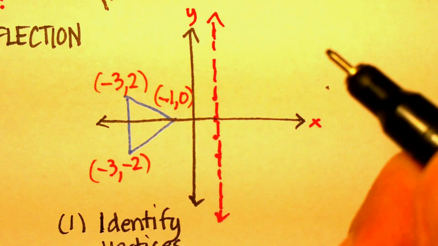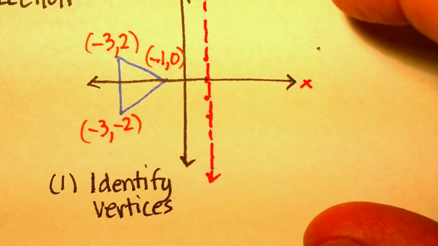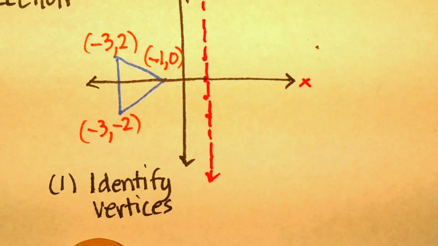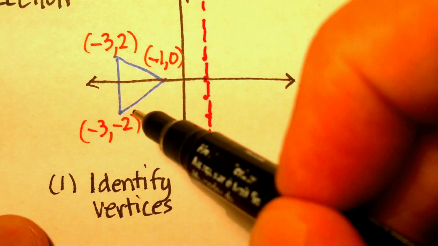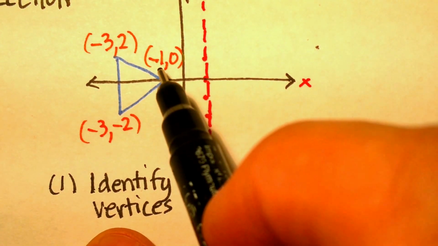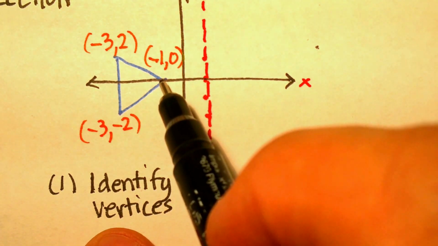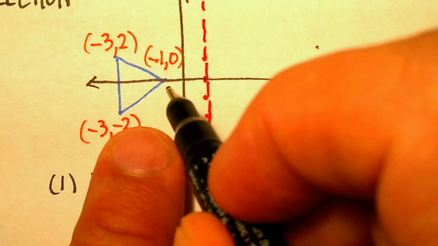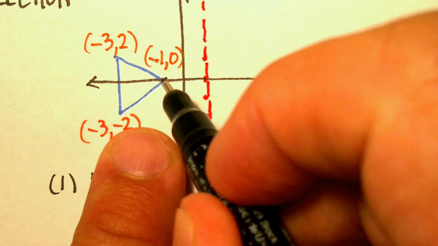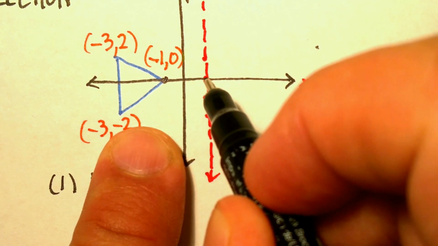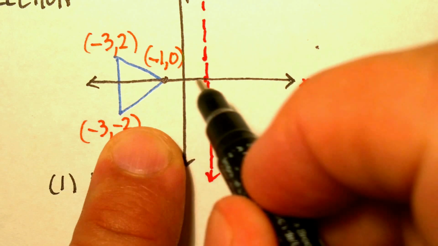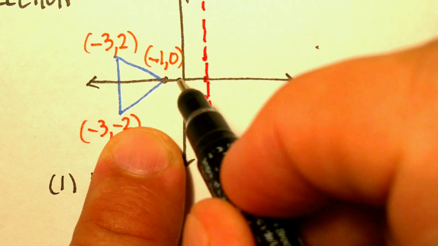Or if it's a circle or something like that, you have to identify some really important point in this circle, like maybe the center of the circle. But anyway, we're dealing with a triangle here. And you'll notice that it's negative 1, 0 is one of the points. What I ask myself is, how far away is that vertex from the line of reflection? Along the x-axis now, right? Because that's how far away I'm going here.